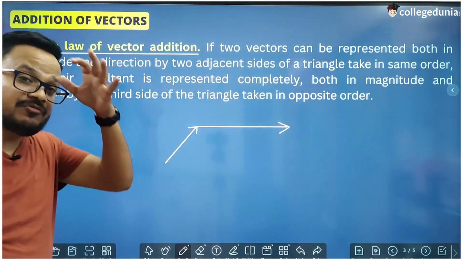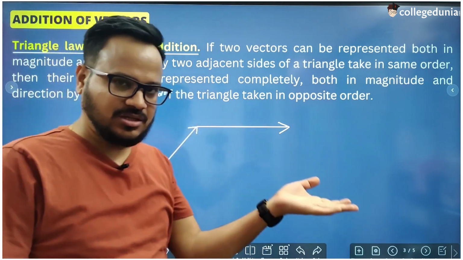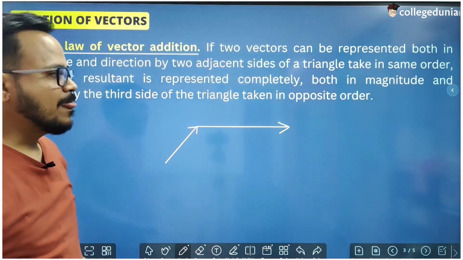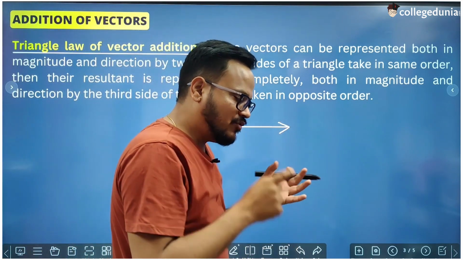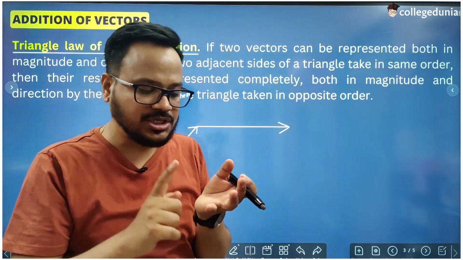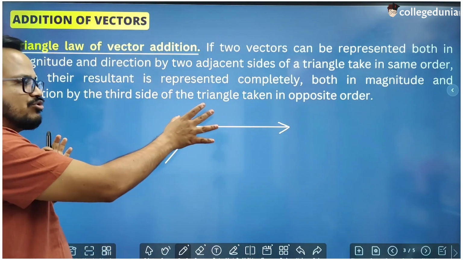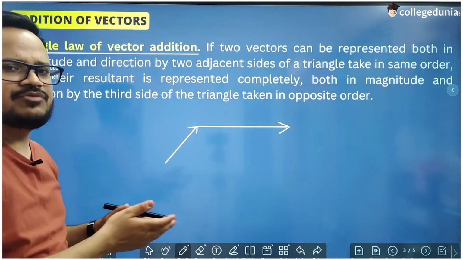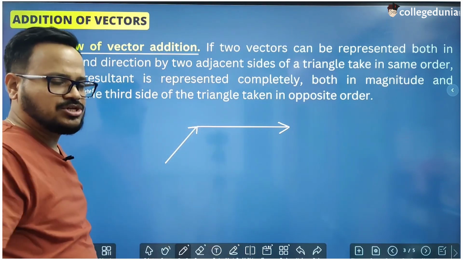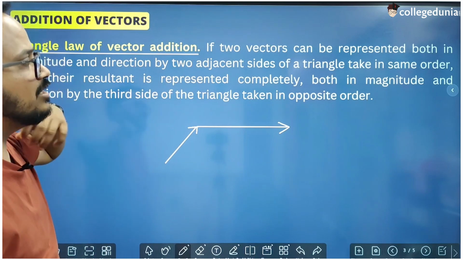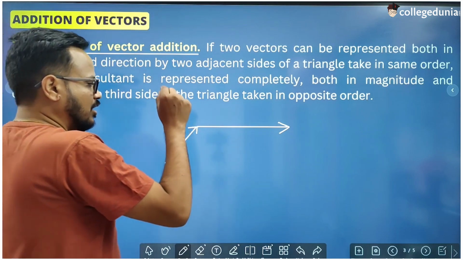If you shift the tail of any one of the two vectors on the head of the second vector, right? Since we are changing just the position of the vector, we are not changing the direction of the vector, we are not changing the magnitude of the vector, so we can shift the vector to any position, because we are not changing the magnitude and direction, which are the basic properties of the vector.